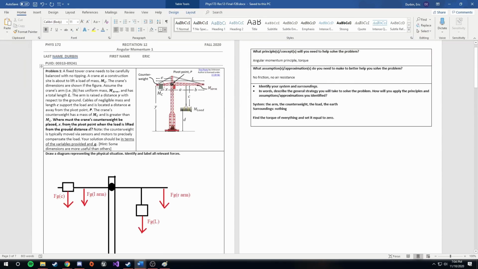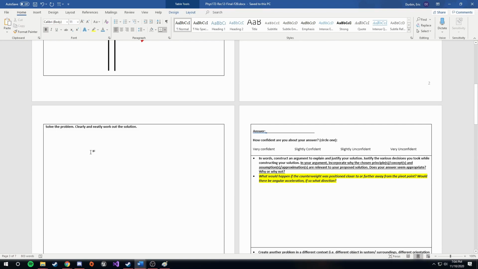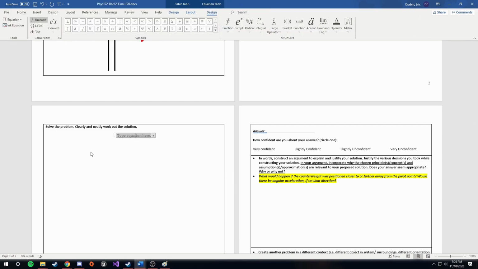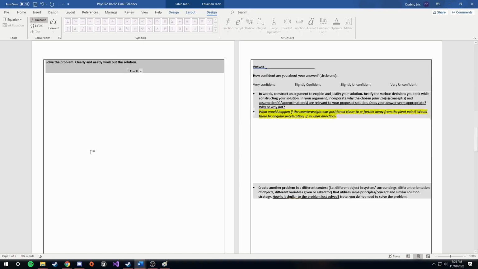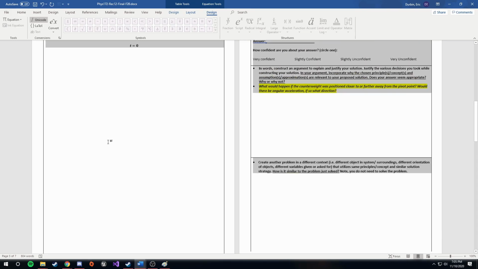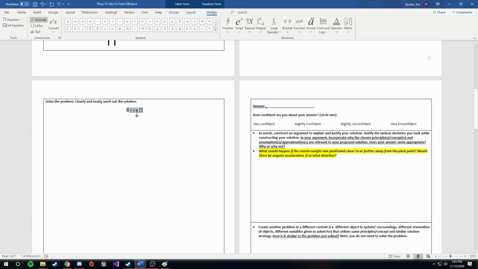So, torque of everything. Wow, that's not what I wanted. So it'll be like torque of the counterweight plus torque of the... Are we splitting the arm up into two? I think we might need to. Okay.